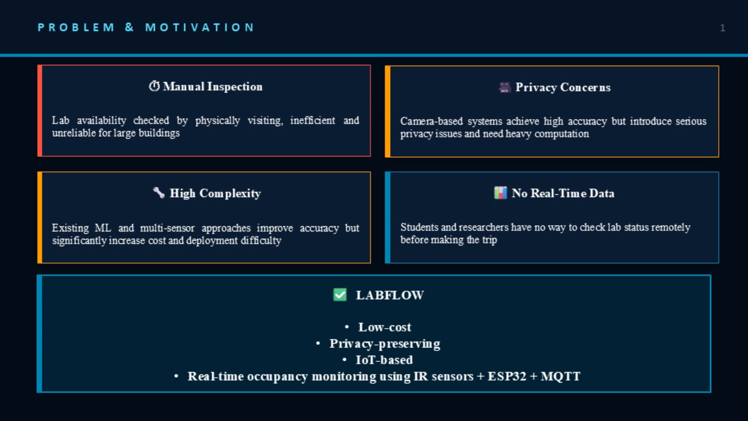Other solutions exist, but each has serious drawbacks. Camera-based systems can achieve high accuracy, but they raise serious privacy concerns and require heavy computational resources. Multi-sensor and machine learning approaches improve accuracy, but they significantly increase cost and deployment complexity. And the result? Students have no real-time remote visibility into lab status whatsoever. LabFlow addresses all of these at once: a low-cost, privacy-preserving IoT-based solution using infrared sensors, ESP32, and MQTT for real-time lab occupancy monitoring.